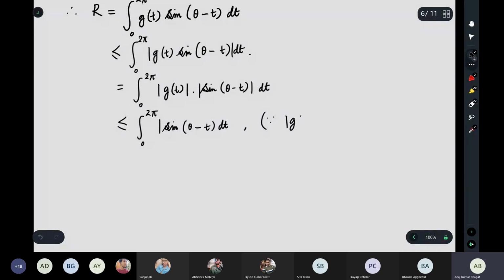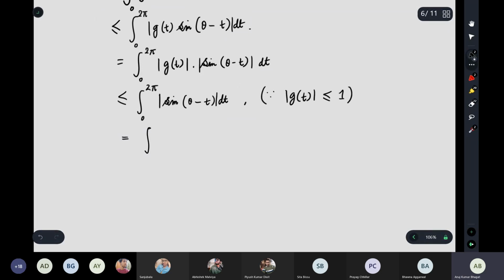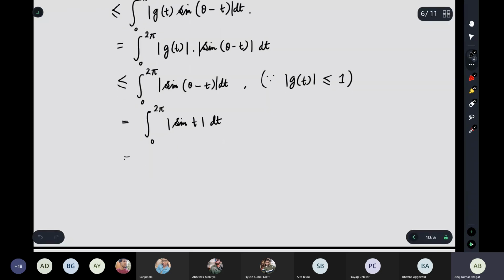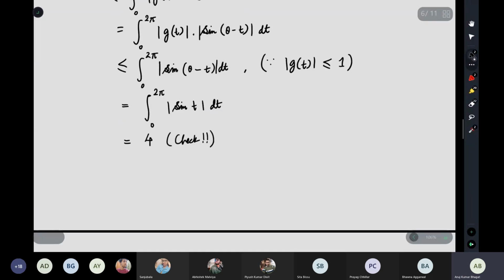So what is the reason? Since modulus of g(t) is less than or equal to 1, and this integral is the same as finding this integral, because if you change the variables, you'll get limits from theta to 2 pi minus theta, which is the same as finding this. You can check this. This is very easy. Suppose s equals theta minus t, you can just do the changes, and you'll get the limits from theta to 2 pi minus theta, which is the same as this integral. Now, what is the value of this integral? You have done this in your class 12th level. You remember how to solve this integral? Yes, sir. It's very simple. You'll break from 0 to pi, and from pi to 2 pi. From 0 to pi sine is positive, so you can remove the mod. From pi to 2 pi sine is negative, you have to take minus sine. You can evaluate that limit. You'll get this 4.